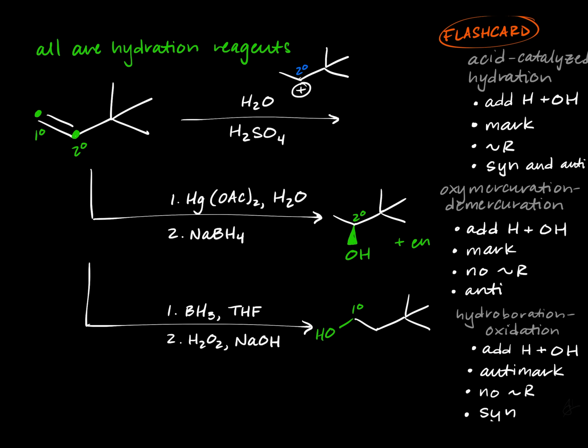This carbocation is secondary. Let's look at its immediate neighbors. To the left, we have a primary carbon. To the right, we have a quaternary carbon. And so this can and will rearrange. We can take a methyl group and move that methyl group to the secondary position.